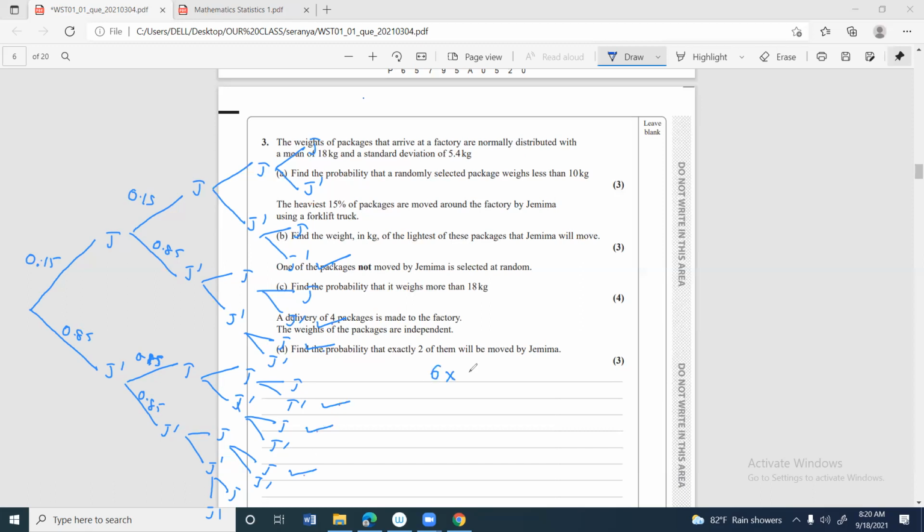6 times, in this case, all of them contain 2 J's and 2 J dashes. 2 J's means 0.15 squared, and 2 J dashes, 0.85 to the power 2. So with this, you can get the final answer: 0.15 squared times 0.85 squared times 6. Let's turn up to this bit.